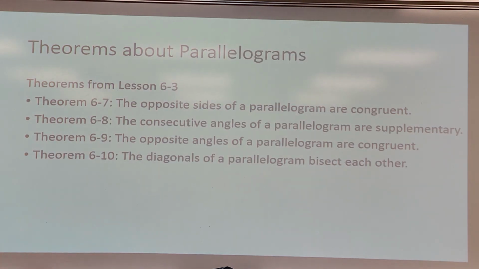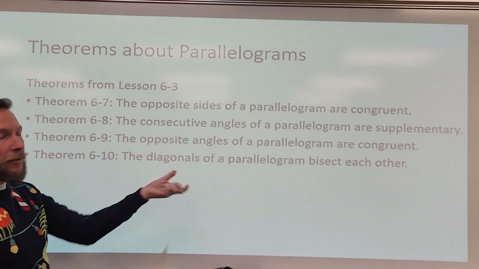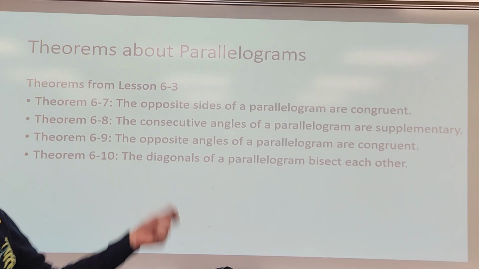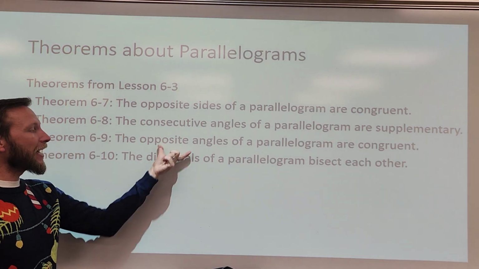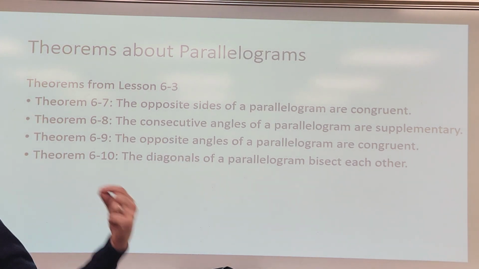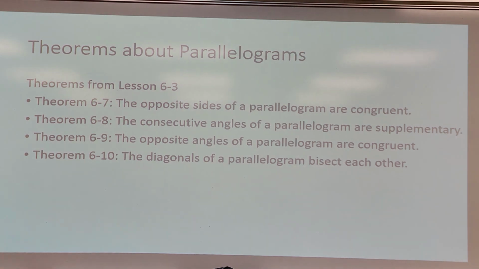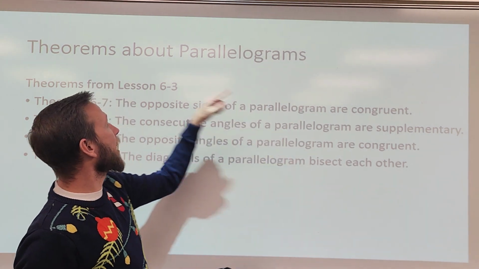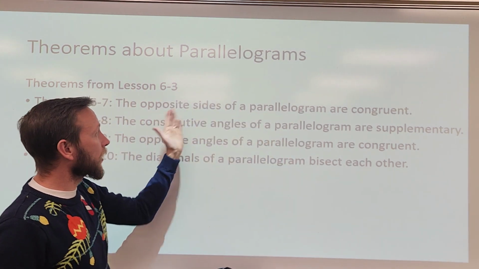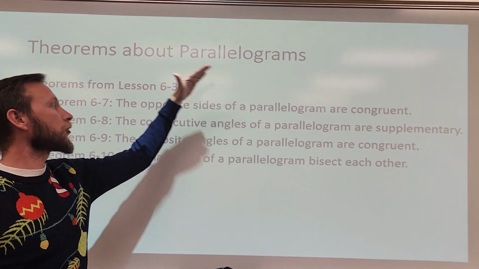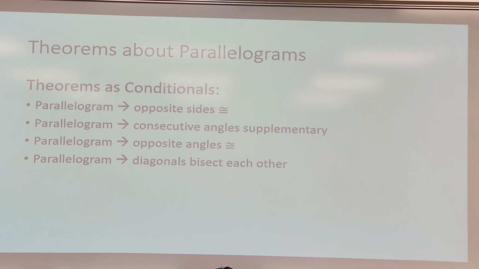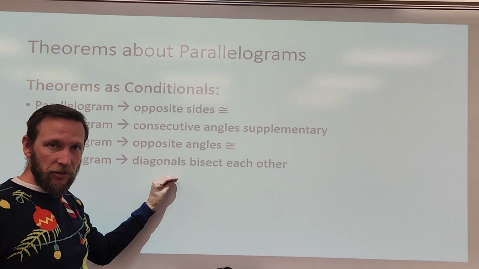All right, so from lesson 3, we explored how the opposite sides in a parallelogram are congruent, how the consecutive angles in a parallelogram are supplementary, how the opposite angles of a parallelogram are congruent, and how the diagonals of a parallelogram bisect each other. The fun fact is that if we think about these in terms of conditional statements, if we have a parallelogram, then these things are true. Then the diagonals are congruent, the diagonals bisect each other, the opposite angles are congruent, the consecutive angles are supplementary, and the opposite sides are congruent. And so thinking about them as conditional statements, if the figure's a parallelogram, then these things are true, all right?